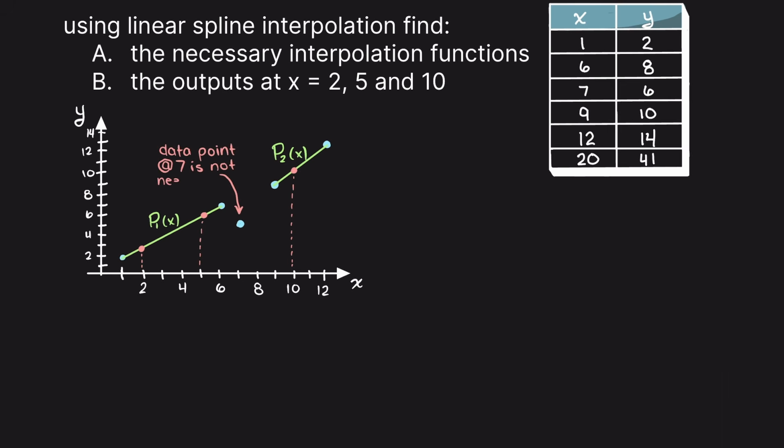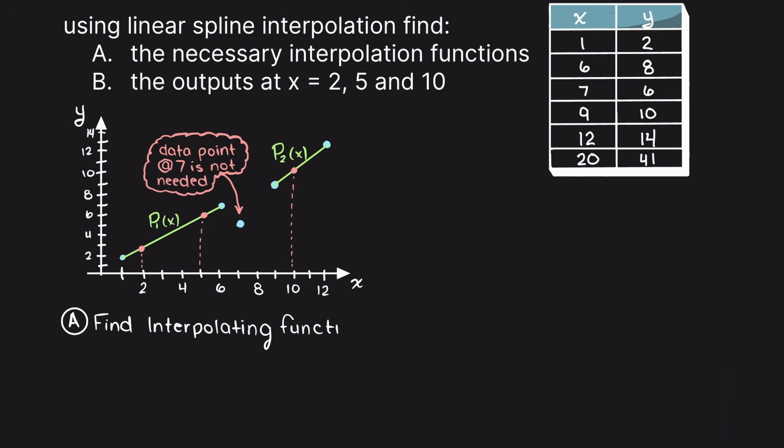and our data point at 7 is actually unnecessary. So, as we talked about in the theory video, this is one of the major differences between spline interpolation and the global interpolation methods that we talked about. Spline interpolation does not need to use all the data points supplied to us, whereas methods like the divided difference and Lagrange polynomials do. Now, we can begin solving for our first and second interpolating polynomials for this question.